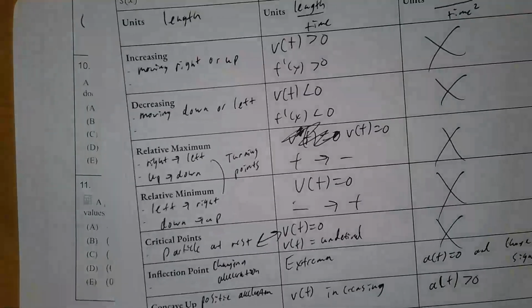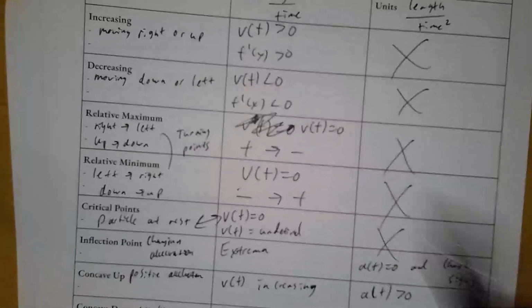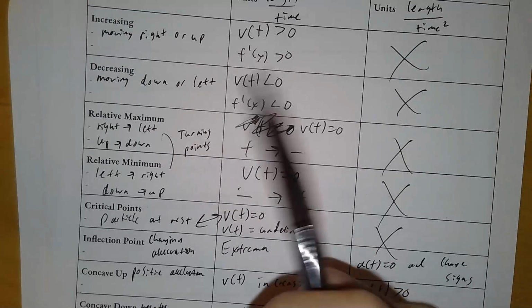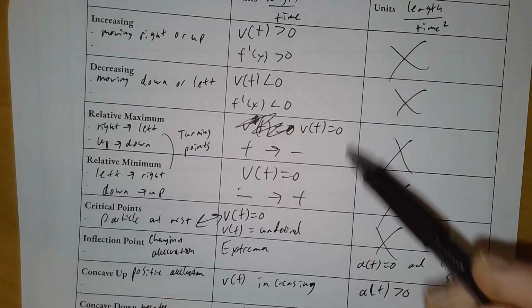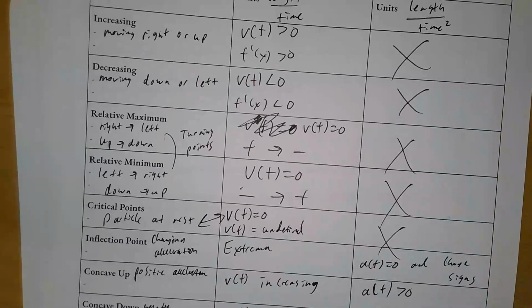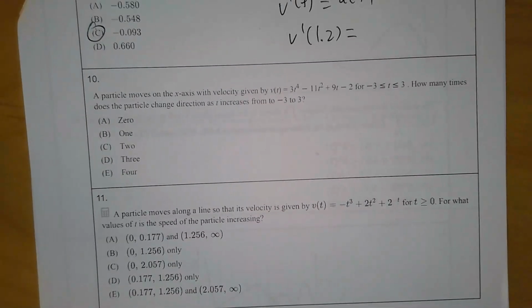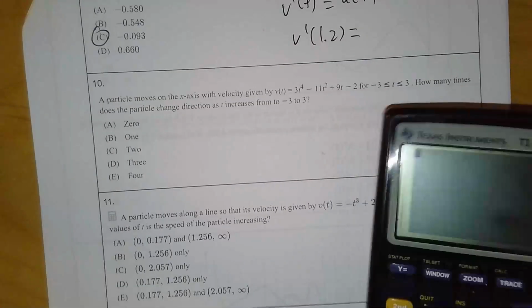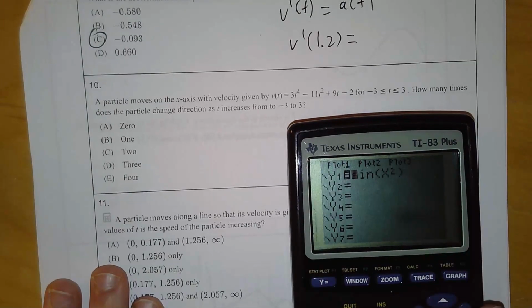So you know this chart, and the changing directions are these points, right? The turning points. This is changing direction. That happens basically when the velocity equals 0 and changes signs. That's where it's changing direction. So how many times does it change direction is all it's saying. So we're going to plot it.